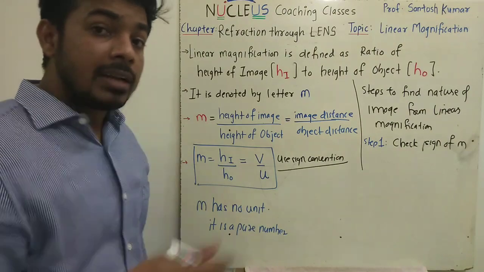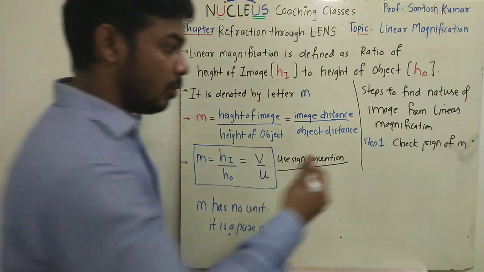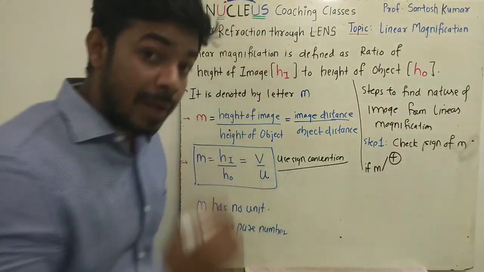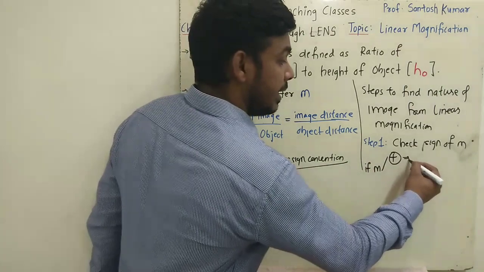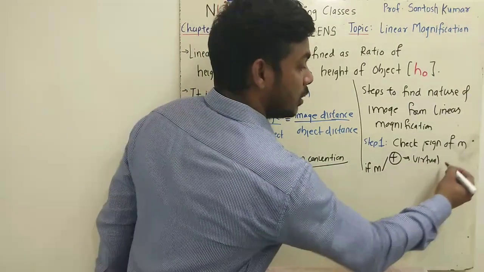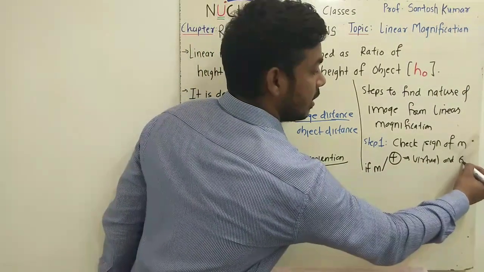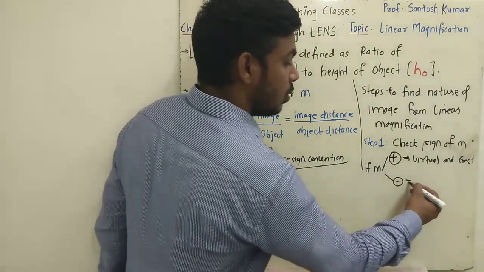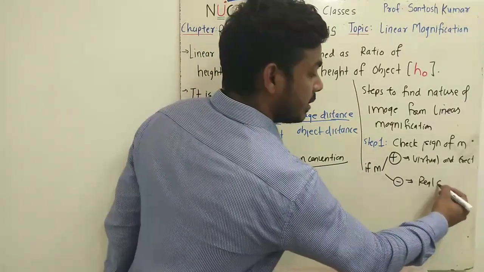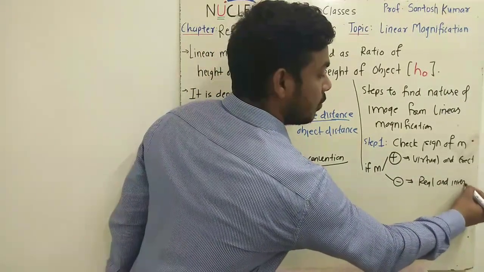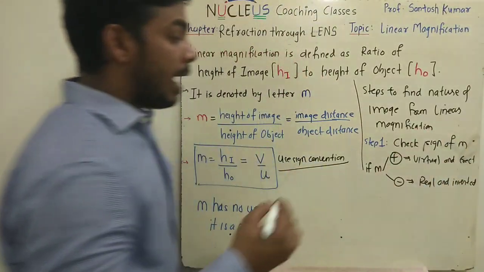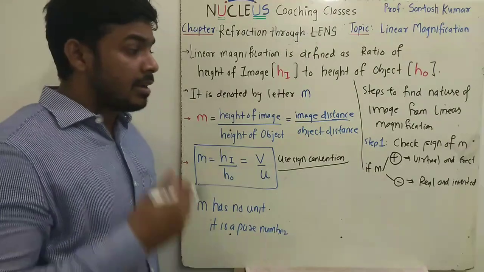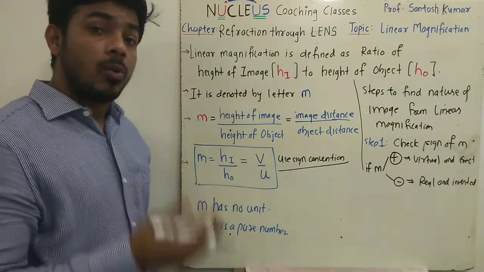Okay, whether the magnification is positive or negative. If M is positive, if magnification is positive, then the image is virtual and erect. Definitely, a virtual image is always erect. And if magnification is negative, you have to say the image is real and inverted. So by checking the sign of the magnification, you can easily say whether the image is real or virtual.